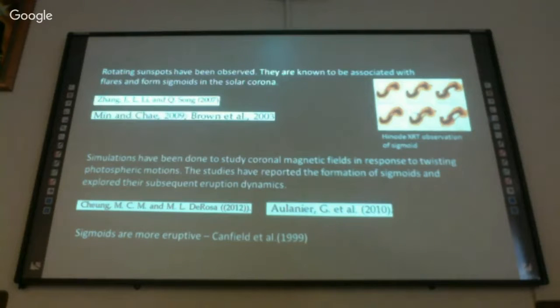What are sigmoids? Sigmoids are these S-shaped structures. It is called a sigmoid because it looks like a sigmoid function. But are they sunspots? No, the sigmoids are observed in the corona. Right, but these are observed in X-ray, I believe. Yes, but are they related to sunspots? Yes, they are above them. That is what these observational papers suggest, that when you have rotating structures, they result in sigmoidal structures in the corona, which are observed in X-ray.